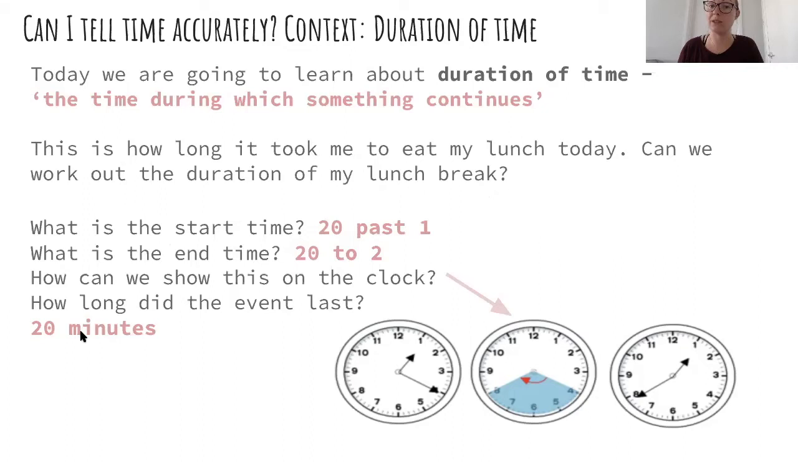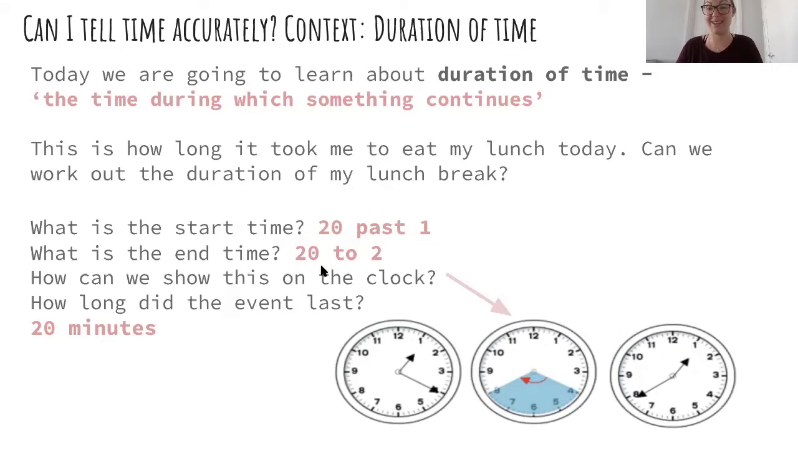These are the questions that we need to look at to help us work out the duration of time that was my lunch break. So here is what time I started eating my lunch: 5, 10, 15, 20, 20 past 1. And I stopped eating my lunch at 20 to 2. So I need to ask myself some questions before I can work out the duration of my lunch break. What's the start time? I started eating my lunch at 20 past 1.